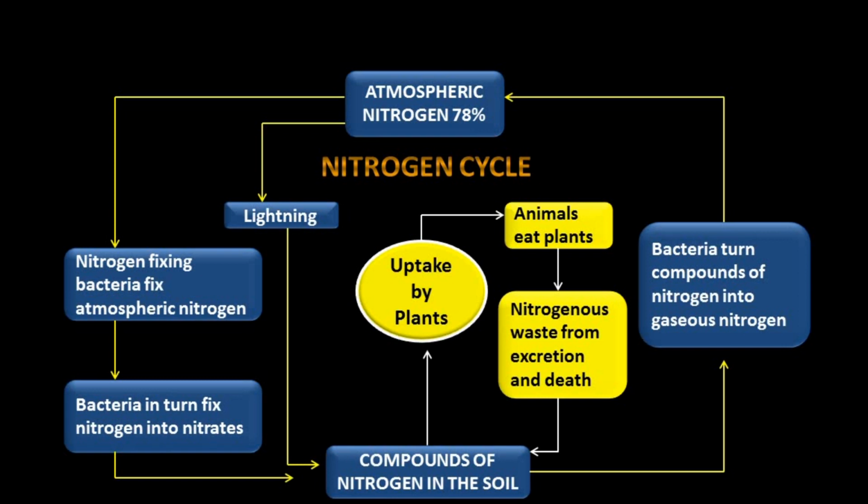So the nitrogen level is automatically maintained in the nitrogen cycle. This is the nitrogen cycle. In this cycle, atmospheric nitrogen is fixed in the form of nitrates, and again this nitrogen is released in the air in the form of nitrogen gas.